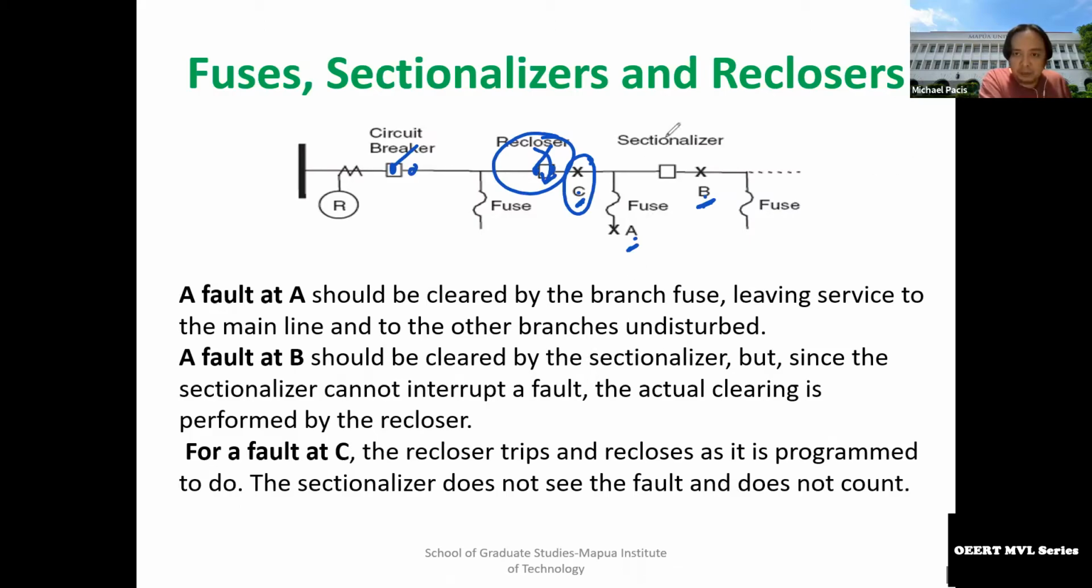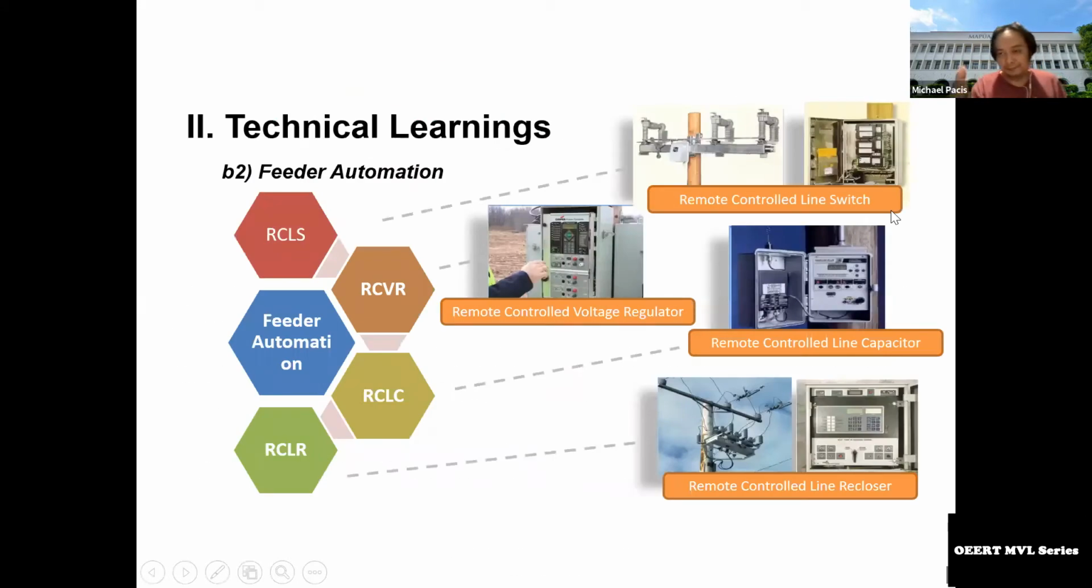Okay, now if you want to have a more clear view of what I'm talking about here, we have a little bit of a movie on the next few slides. But let's move forward muna doon sa ibig sabihin ng mga iba pa na feeder automation. May tinatawag ka na RCLS or remote control line switch, RCVR remote control voltage regulator, RCLC remote control line capacitor, and RCLR remote controlled line recloser. Ito ang mga ginagamit natin, no?